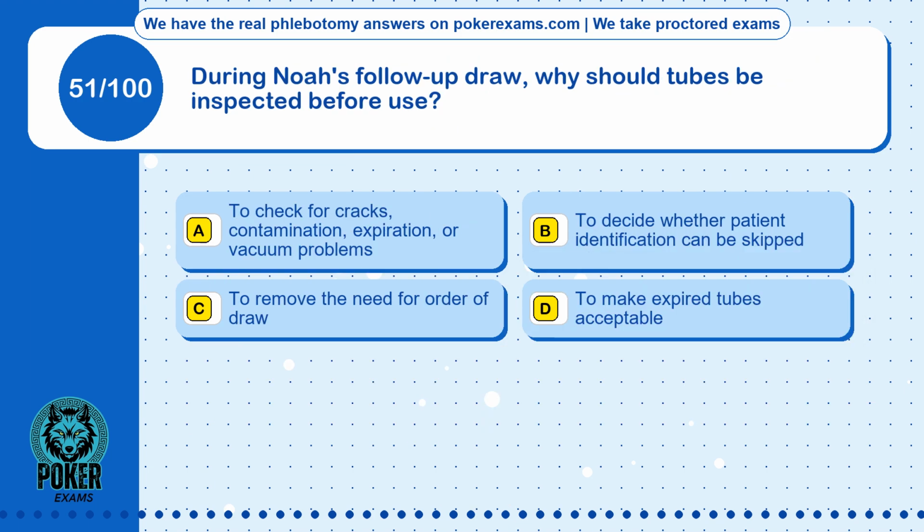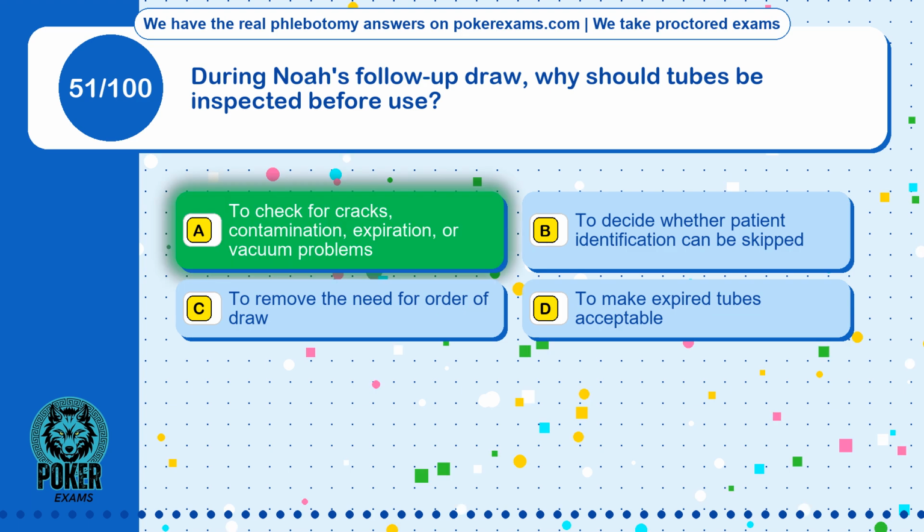Question 51. During NOAA's follow-up draw, why should tubes be inspected before use? Option A, to check for cracks, contamination, expiration, or vacuum problems. Option B, to decide whether patient identification can be skipped. Option C, to remove the need for order of draw. Option D, to make expired tubes acceptable.